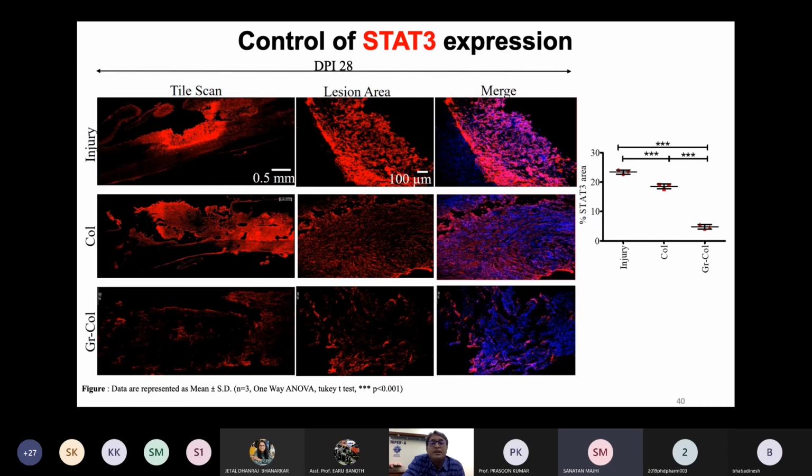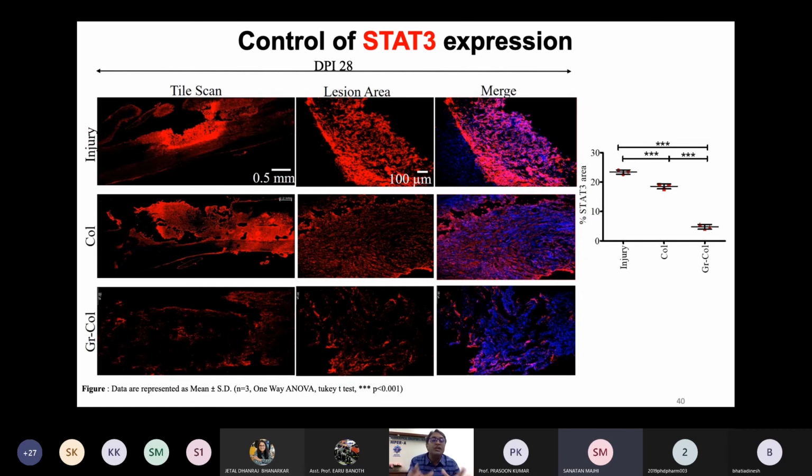So in the GR call, you see the STAT3. Sorry, I said higher expression; I mean to say lower expression of STAT3. When you compare the injury area, there is very high expression of STAT3, which means it is a highly inflammatory area. With collagen, it is able to control some of the inflammation. But when we use GR call, it further lowers the STAT3 expression. And when the STAT3 expression goes down, it can control the inflammation by controlling the astrocytes and probably the macrophage polarization as well.